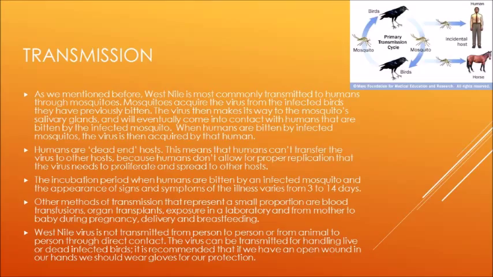Other methods of transmission that represent a small proportion are blood transfusions, organ transplants, exposure in a laboratory, and from mother to baby during pregnancy, delivery, and breastfeeding. West Nile virus is not transmitted from person to person or from animal to person through direct contact. The virus can be transmitted from handling live or dead infected birds. It is recommended that if we have an open wound on our hands, we should wear gloves for our protection.